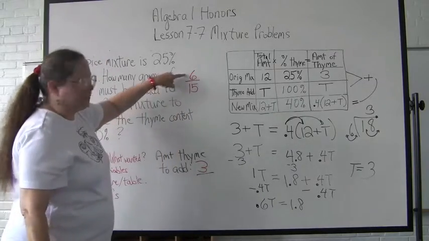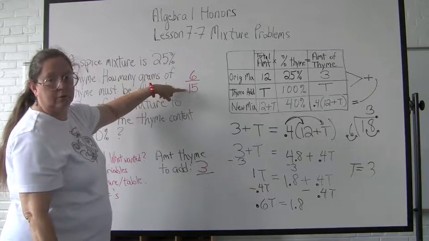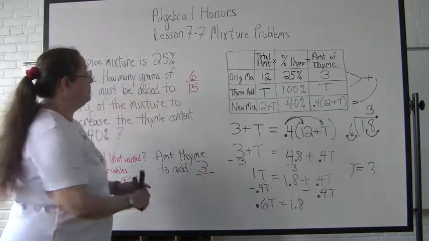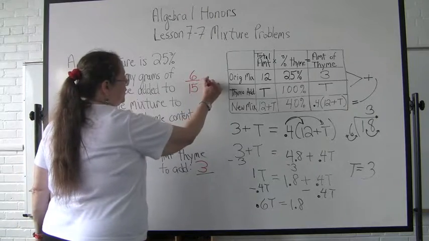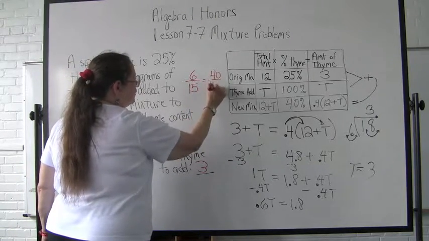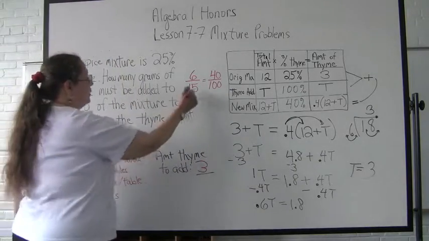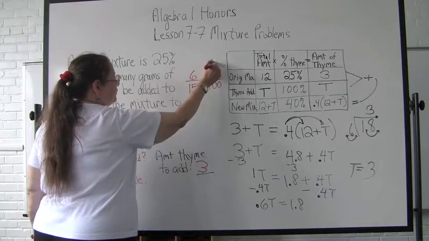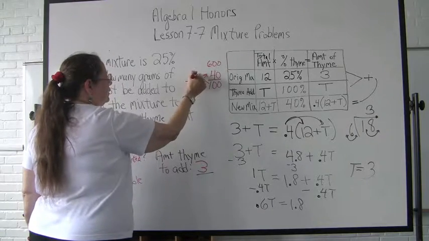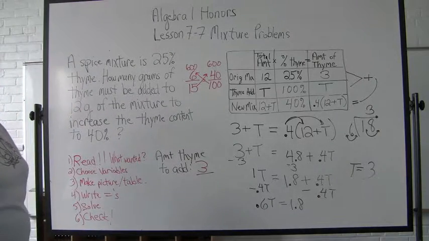So the part that is thyme in the new mixture compared to the total amount of the new mixture better be equal to 40%, which is 40 over 100. And now we can check real quickly. We'll cross multiply. We get 600 this way. We get 600 that way. And our answer works. Okay, so we've actually checked it, which is always a good thing to do.